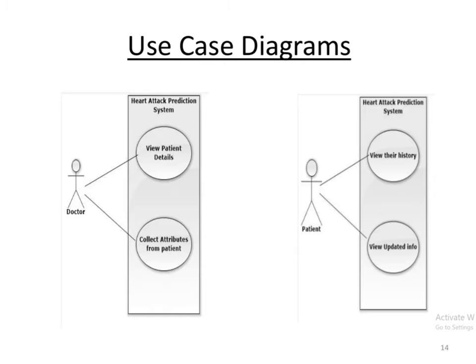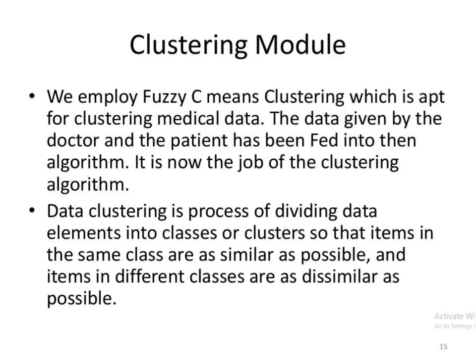Use case diagram of doctor. The doctor views the patient details and corrects the attributes from the patient. Use case of patient. The patient views the history, and views the updated information by the doctor.